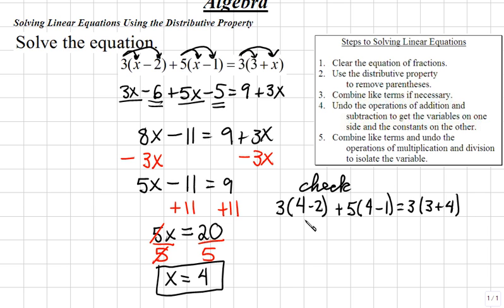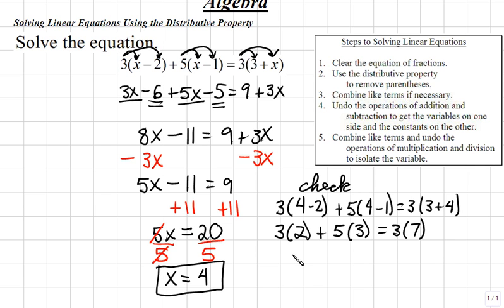Using order of operations, we'll first simplify within each parentheses. So this becomes 3 times 4 minus 2 simplifies to 2, plus 5 times 4 minus 1 simplifies to 3, equals 3 times 3 plus 4 simplifies to 7.